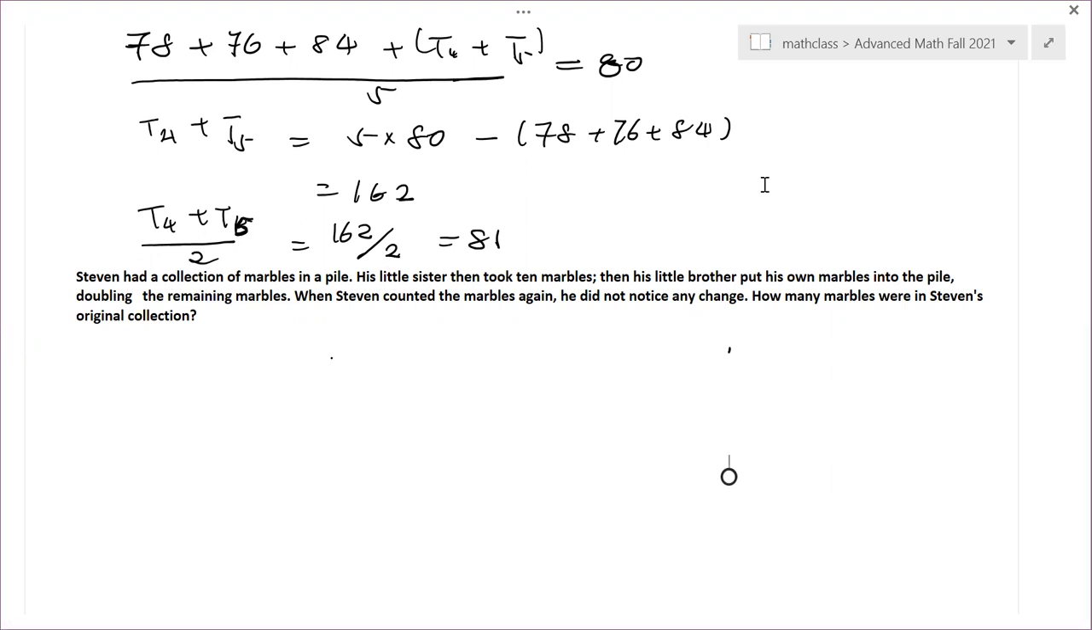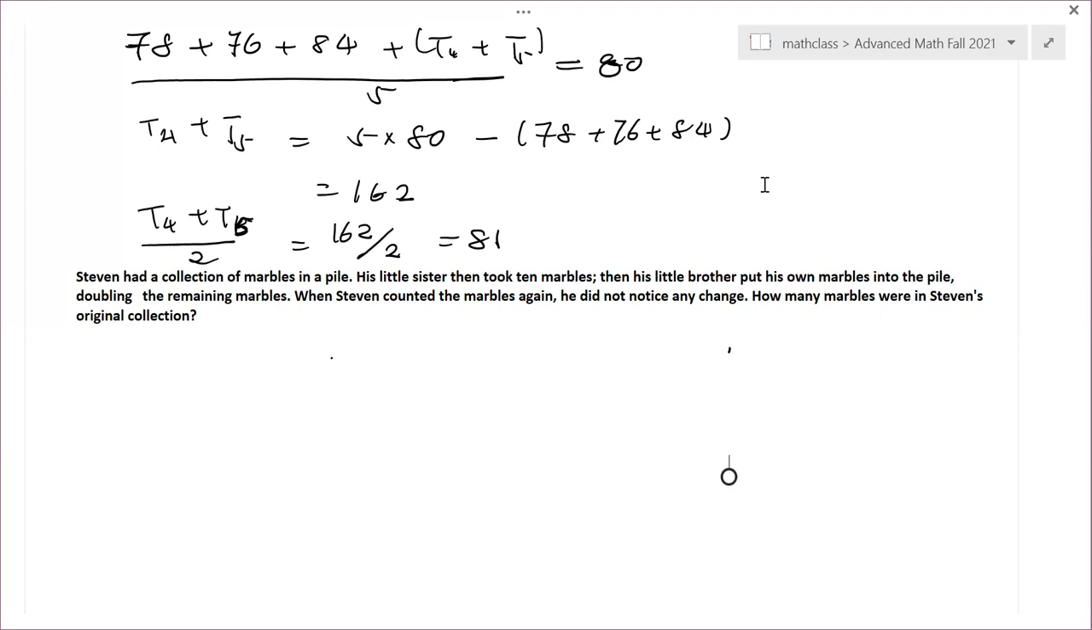So Stephen has a collection of marbles in a pile. His little sister then took 10 marbles. Then his little brother put his own marbles into the pile, doubling the remaining marbles. When Stephen counted the marbles again, he did not notice any change. How many marbles were in Stephen's original collection?